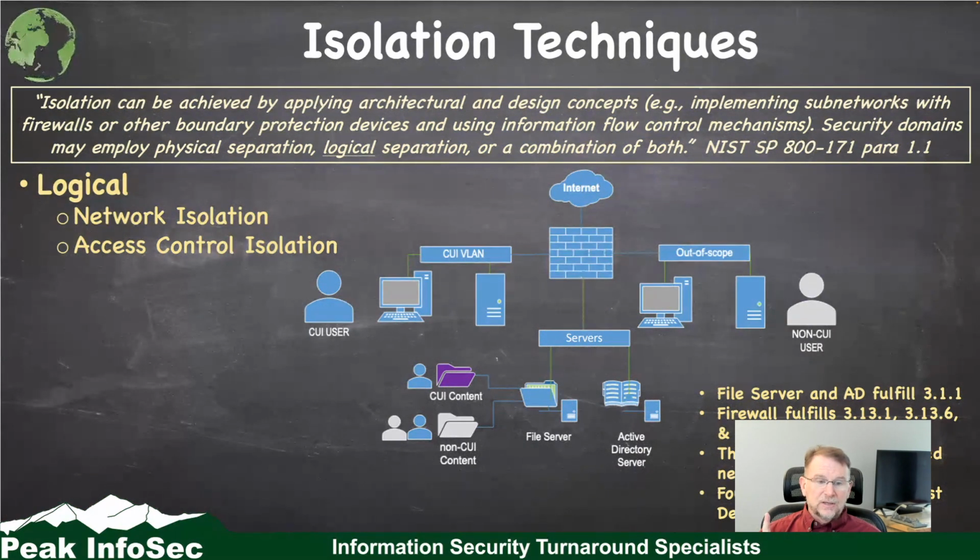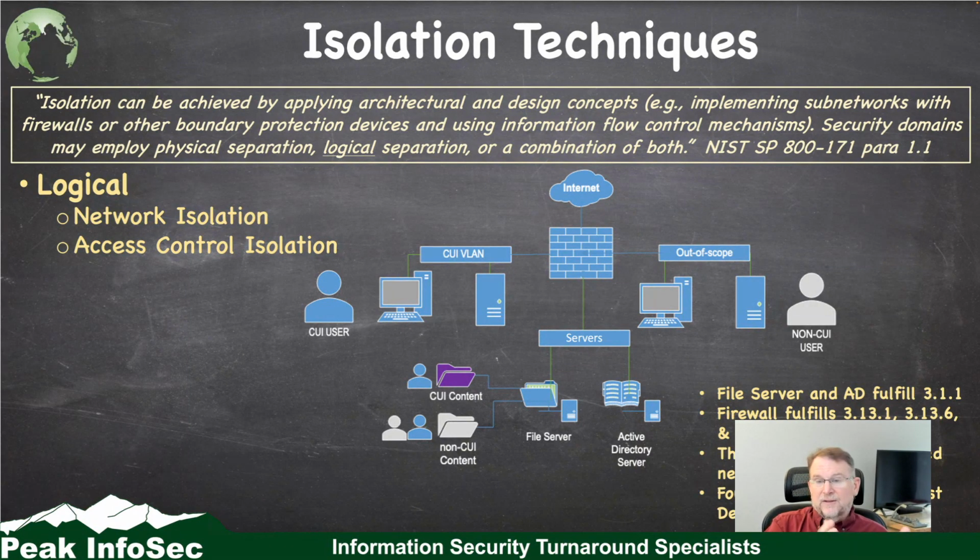Again, you need to restrict communications to that file server to just the known devices that should have access, and then the file server's access control permissions based on folder permissions are controlling and fulfilling 3.1.1 fundamentally. Now then, the firewall is still doing the network stuff, and this is a properly segmented architecture.